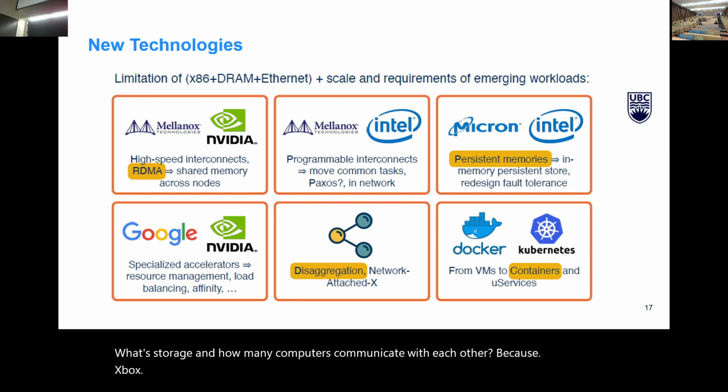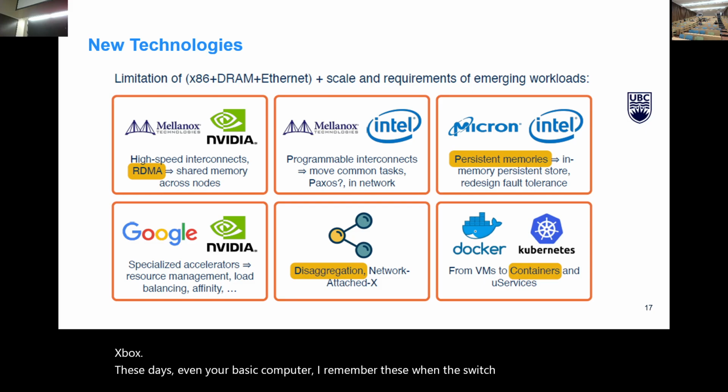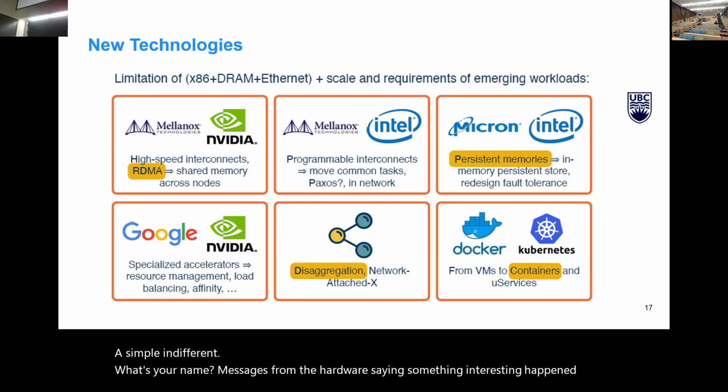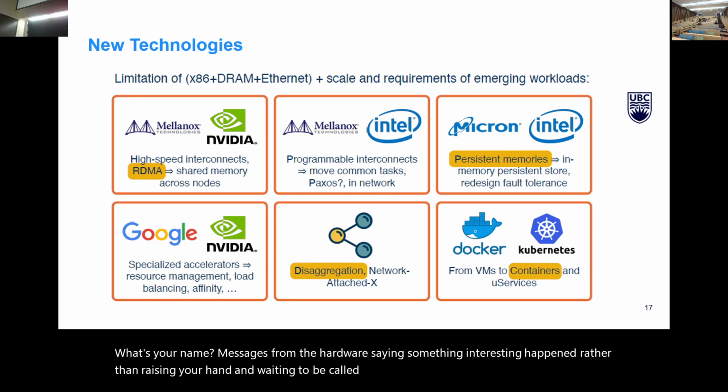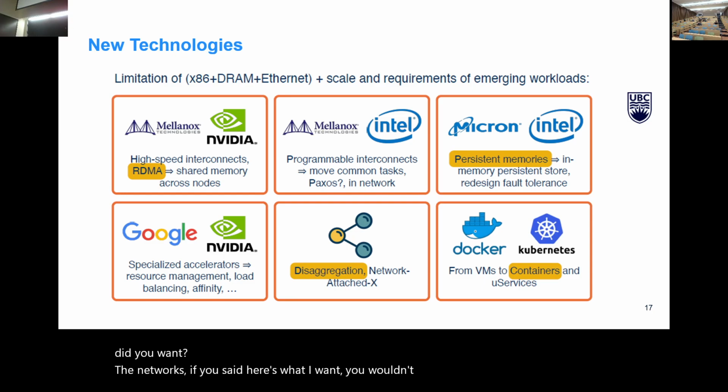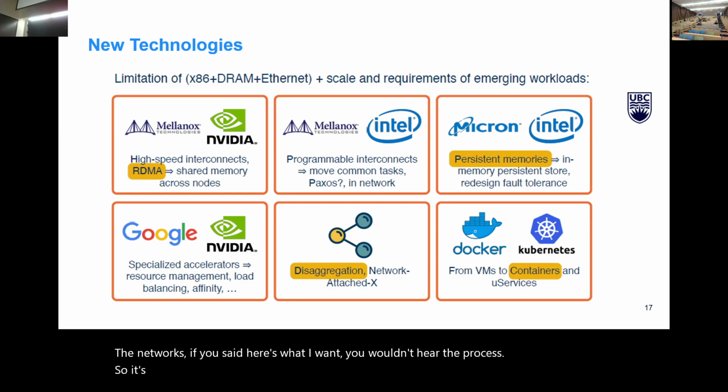These days, even your basic computer, I remember when this switchover happened, PCs moved away from having a simple interrupt to having what they call message passing interrupts. And when you move to a message passing interrupt model, what you're getting are messages from the hardware saying something interesting happened, rather than raising your hand and waiting to be called on. Because that's what the original hardware interrupts did. You asserted a line on a bus, and the CPU would notice and say, oh, what did you want? But now instead you say, here's what I want, and you put it in a queue, and it gets processed. So it's much more like a network.